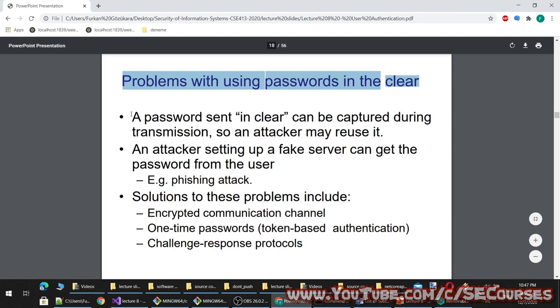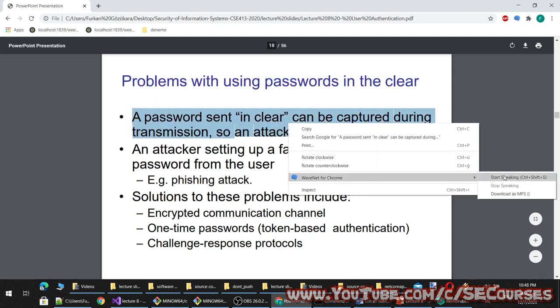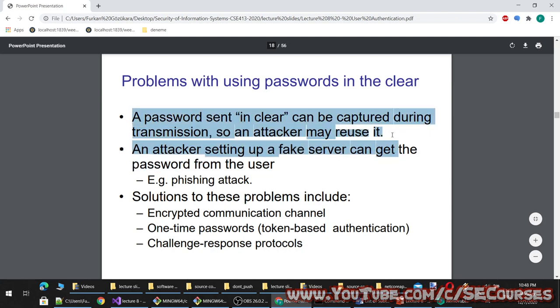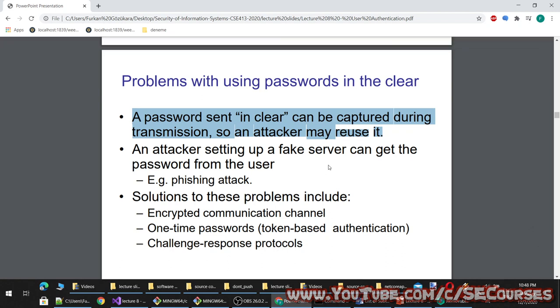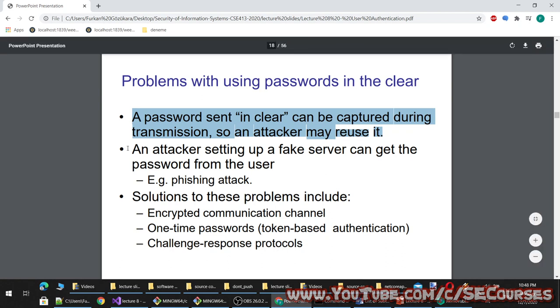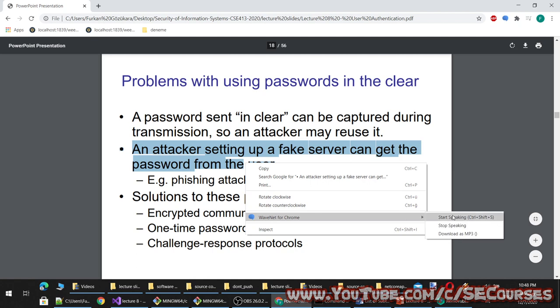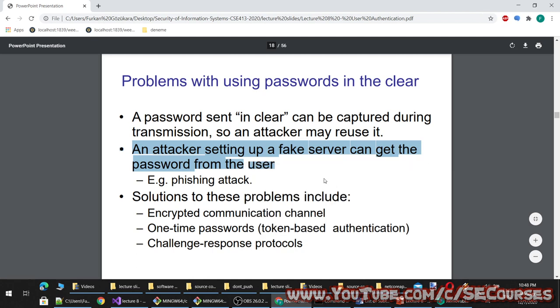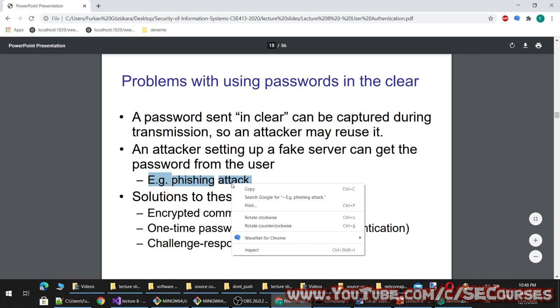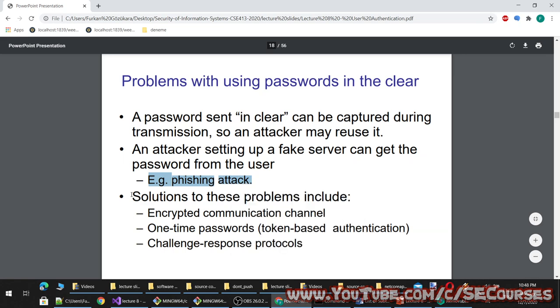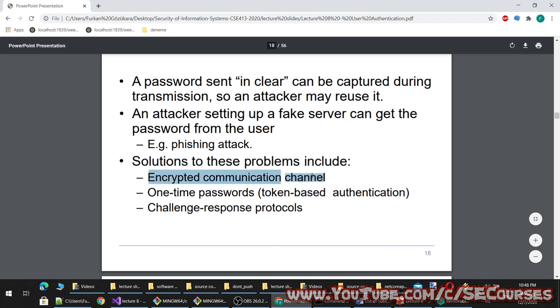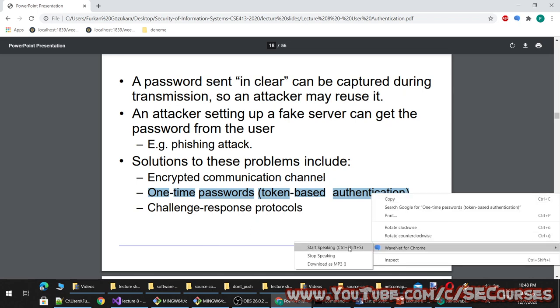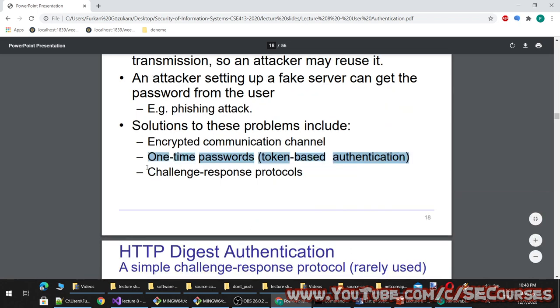Problems with using passwords in the clear. A password sent in clear can be captured during transmission, so an attacker may reuse it. An attacker setting up a fake server can get the password from the user, e.g. a phishing attack. Solutions to these problems include encrypted communication channel, one-time passwords, token-based authentication, challenge response protocols.